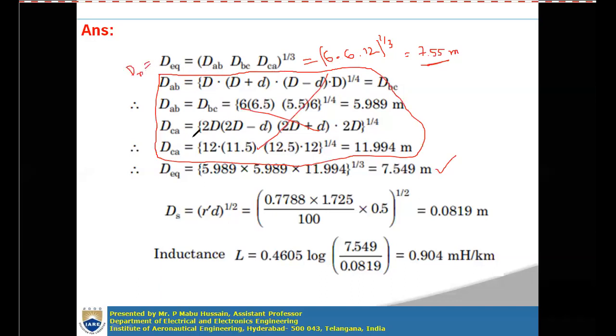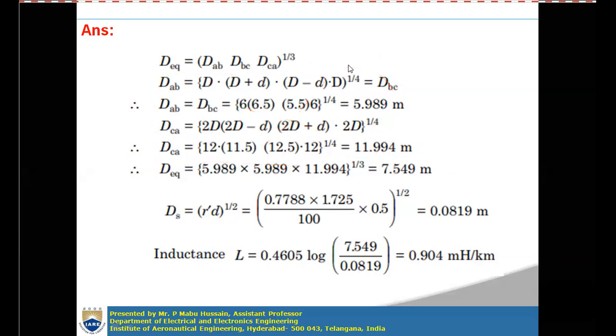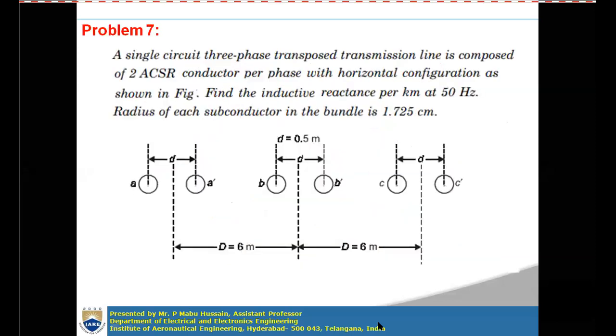So then what is the DS? Self GMD. Self GMD means you have to consider only one conductor. In that conductor, you have to consider all the self distances by considering each conductor for that particular phase. Consider phase A, which is having two subconductors.